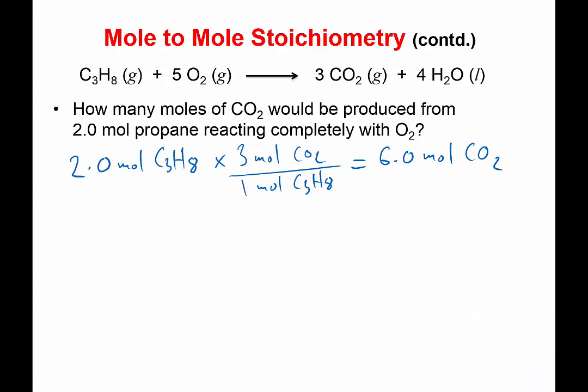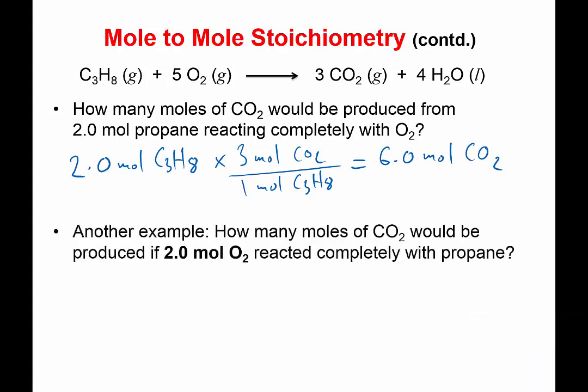Now let's look at a slightly more complicated example. How about how many moles of CO2 would you get from 2 moles of oxygen reacting? So now we're assuming that we have 2 moles of oxygen and enough propane to react with that oxygen. So it's exactly the same idea as above, it's just the numbers aren't quite as easy. So the propane to CO2, it was a 3-to-1 ratio, so we just had to multiply the moles of propane by 3. Here it's a little more complicated, but we can apply the same idea.